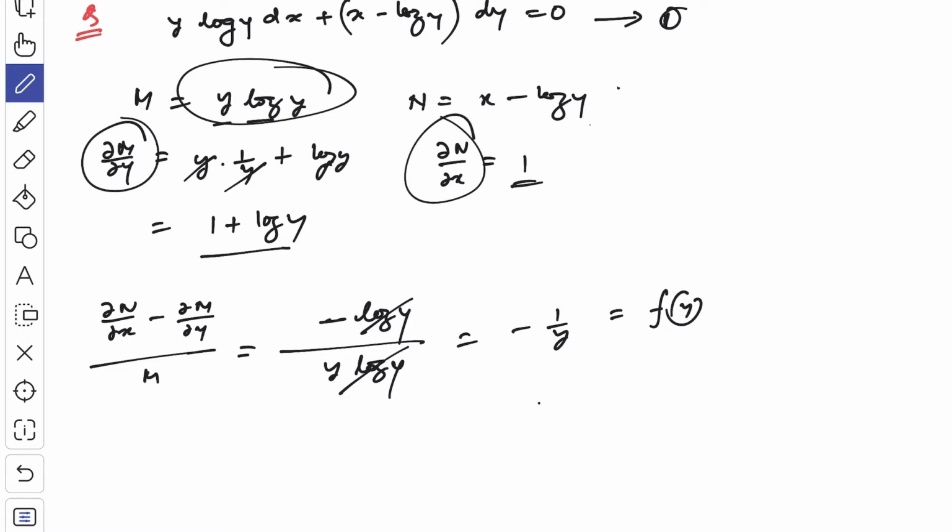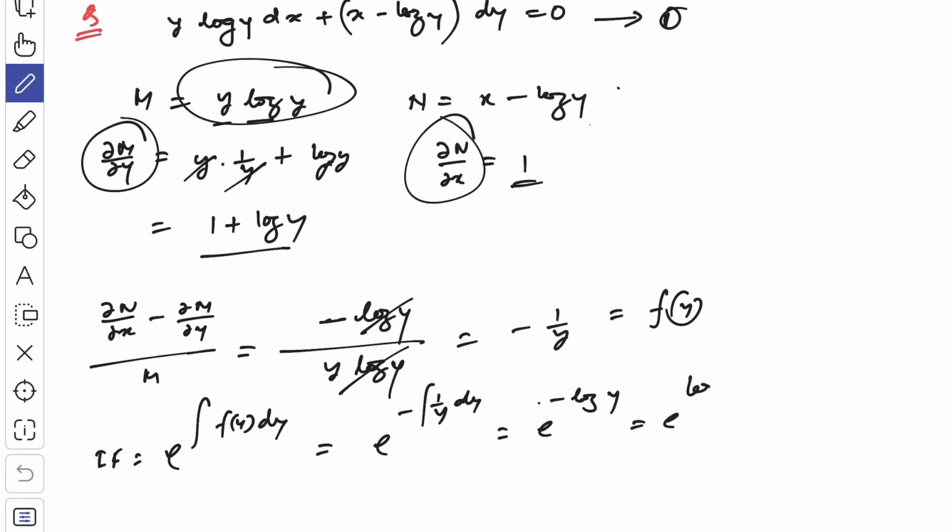So now what will be our integrating factor then? So our integrating factor will be equal to e to the power integration of f of y with respect to y. So that's going to be equal to e to the power minus integration 1 by y dy, and that is nothing but e to the power minus log y, sorry, not x, y, and it can be expressed as e to the power log of y to the power minus 1, and which is nothing but 1 by y. That's what we will get. Our integrating factor is 1 by y. So hope you have understood this.